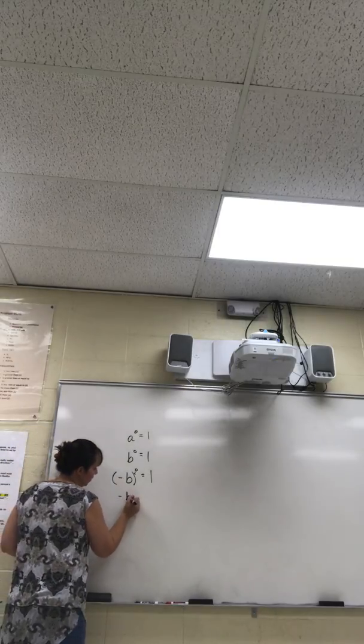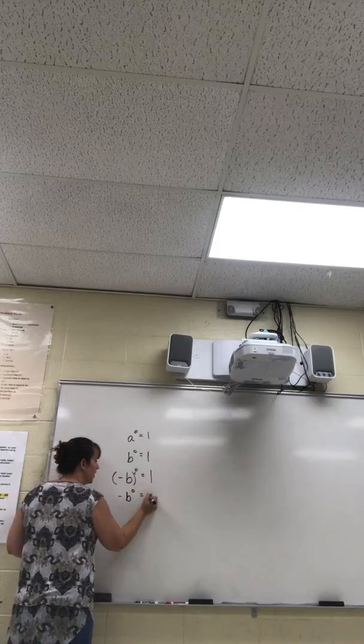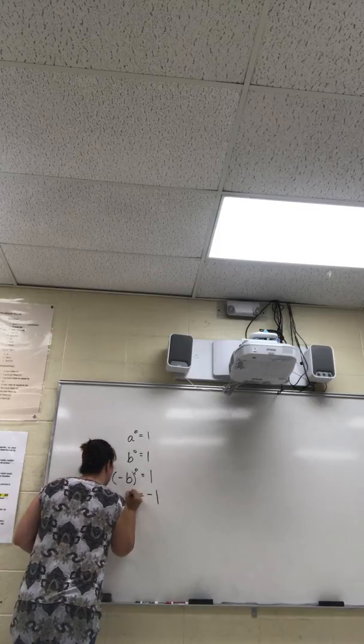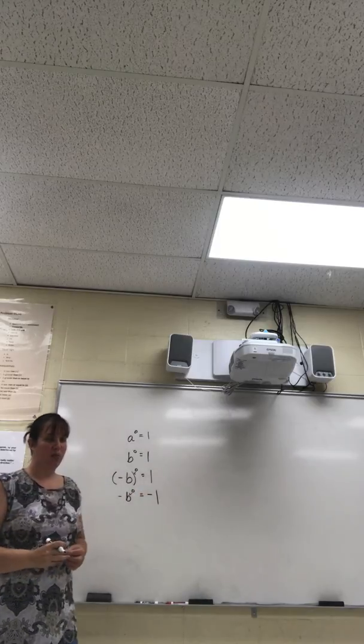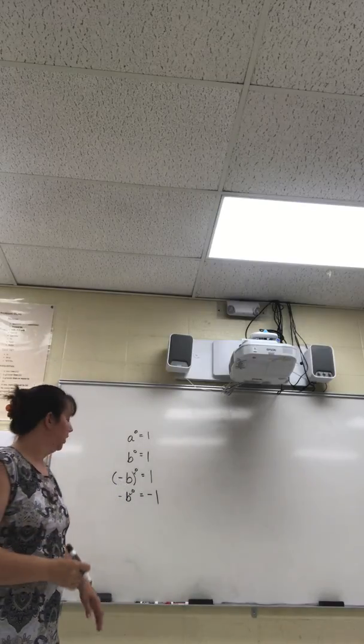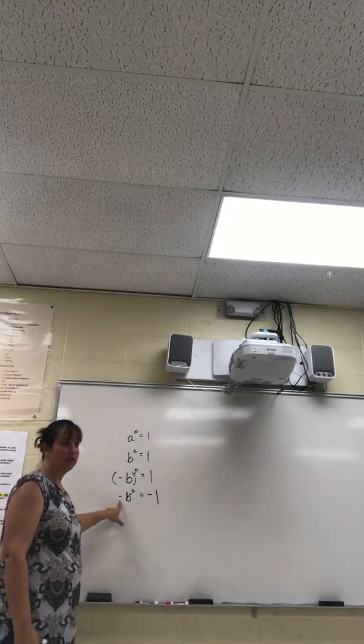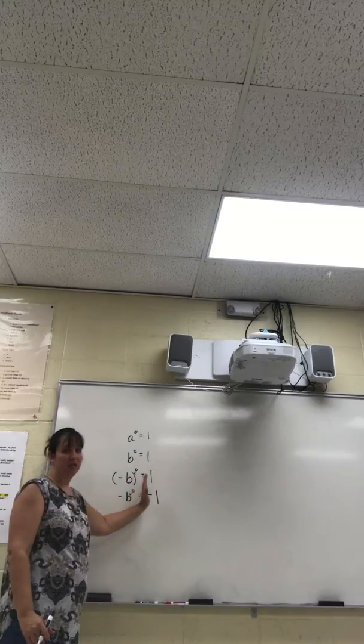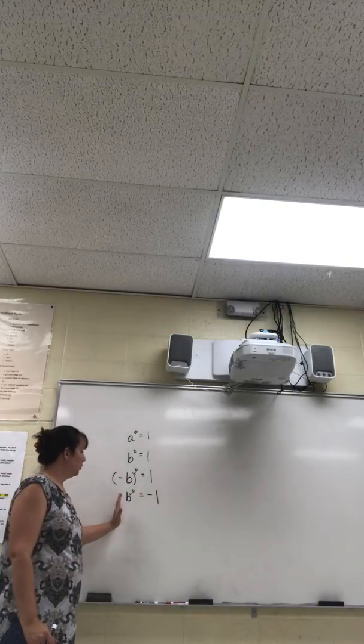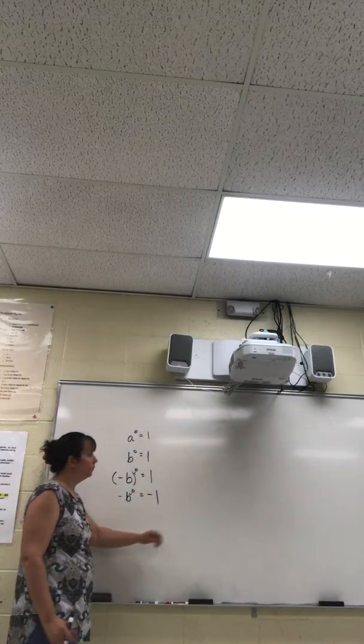But if I do negative b to the zero power, without parentheses, this is actually negative 1. The 0 is actually touching just the b. Therefore, the b equals 1, and the negative stands for opposite. So the opposite of b to the zero power, so the opposite of 1, is negative 1.